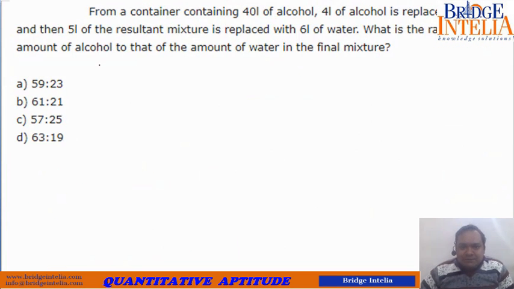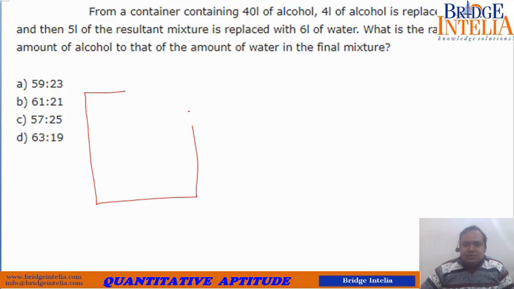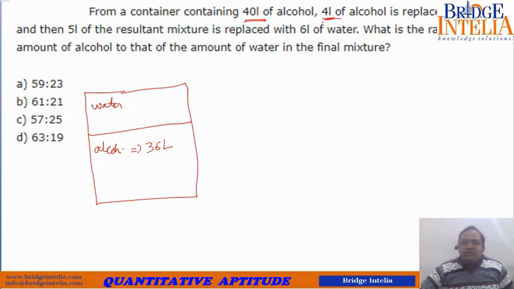So let's have a look at this one. From a container containing 40 liters of alcohol, 4 liters of alcohol is replaced with water. So let's see what it looks like after step 1. Let's start from step 1 only, not a big problem. Initially there were 40 liters of alcohol. You have already removed 4 liters of alcohol and you are replacing this with water. So after step 1, alcohol is 36 liters, because 4 liters you have already taken out and replaced with water.